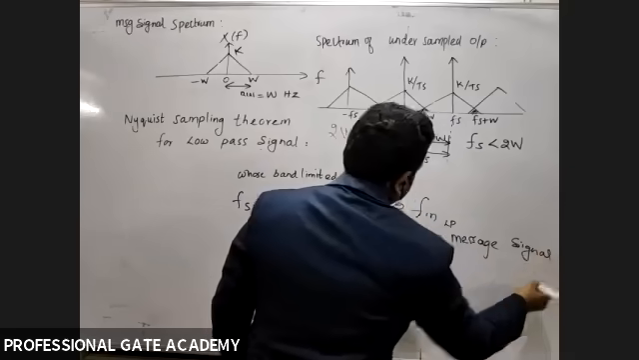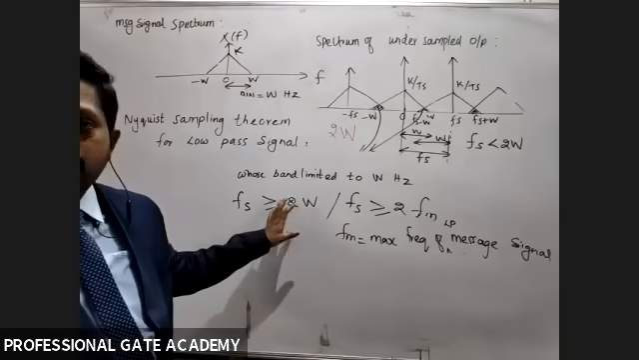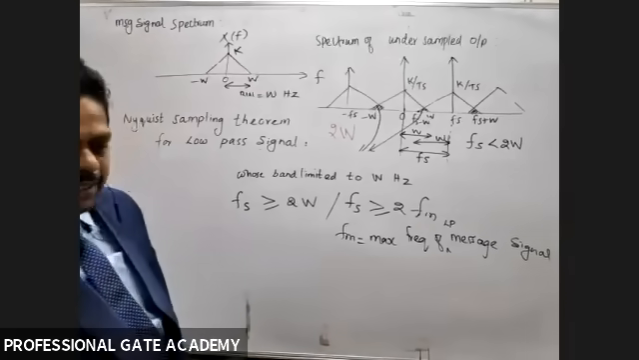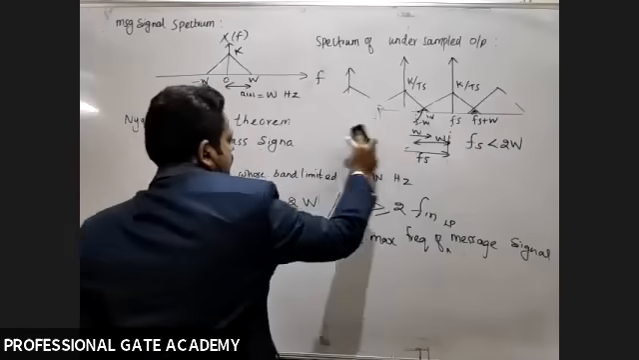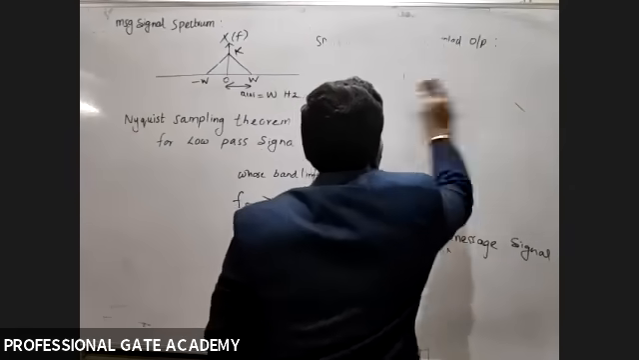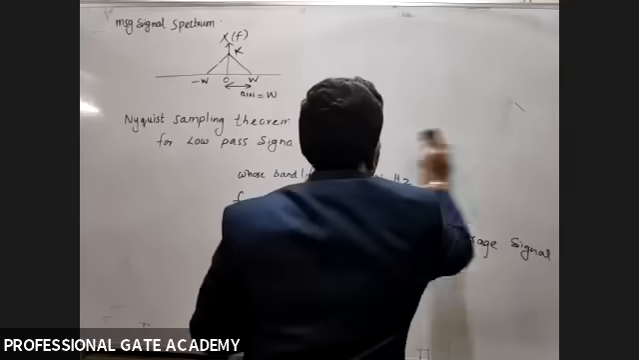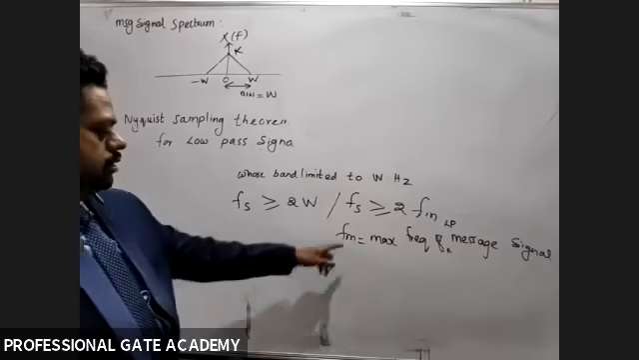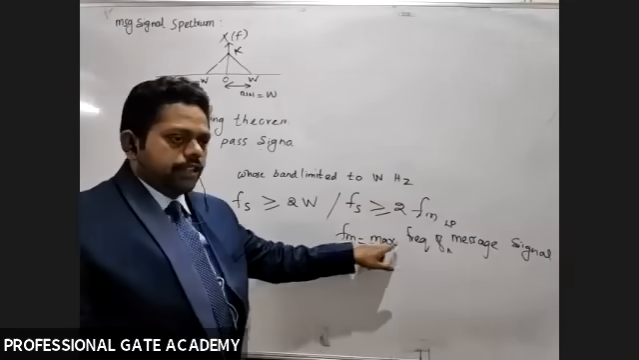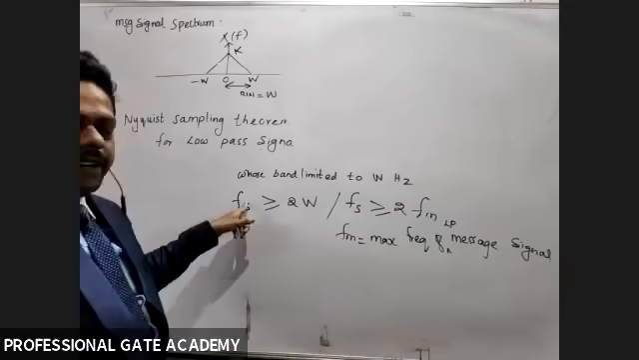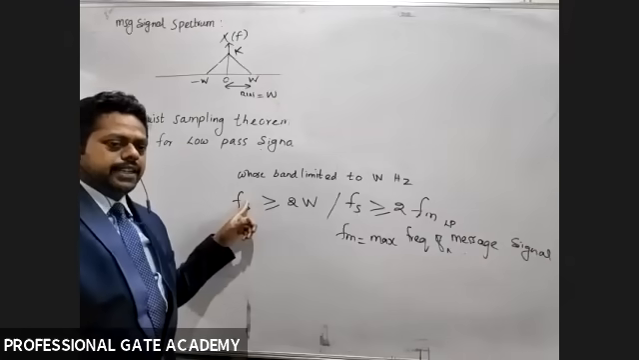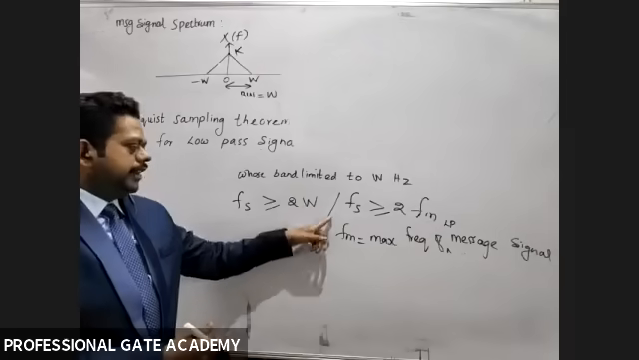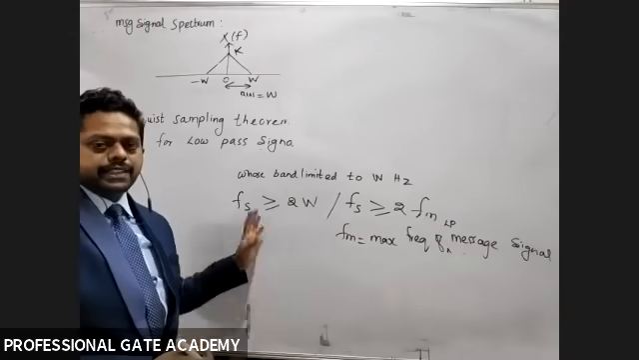For a band pass signal, we have another sampling theorem. This sampling theorem is suitable only for low pass message signals. Here, what is fm? Maximum frequency of the low pass message signal. So for the proper reconstruction of an analog low pass message signal, the sampling frequency should be greater than or equal to twice the maximum frequency of the message signal. That is the Nyquist sampling theorem.